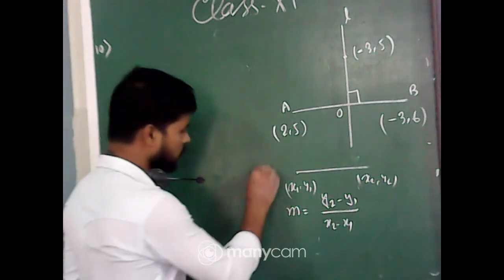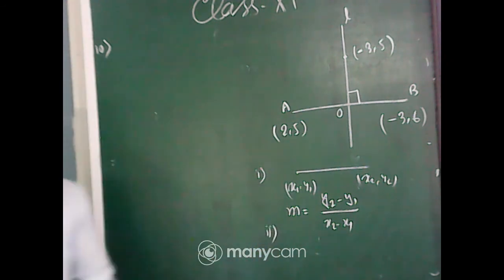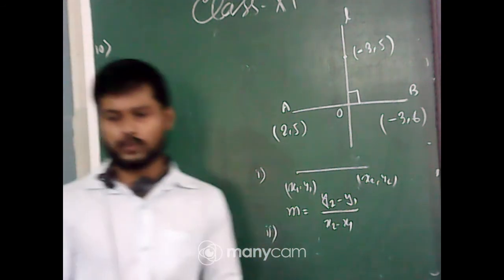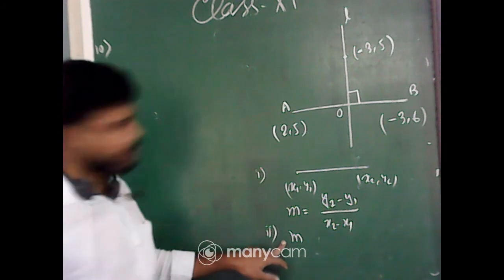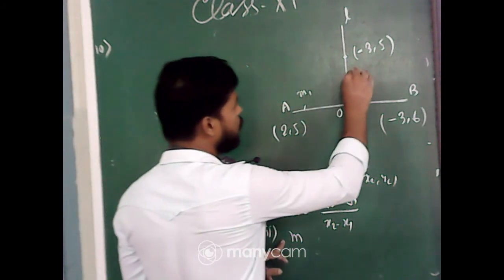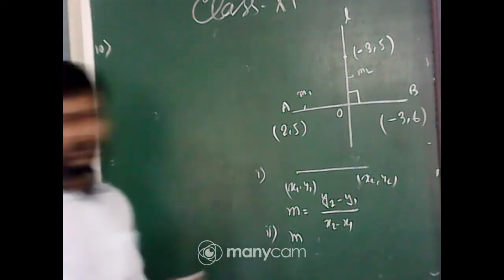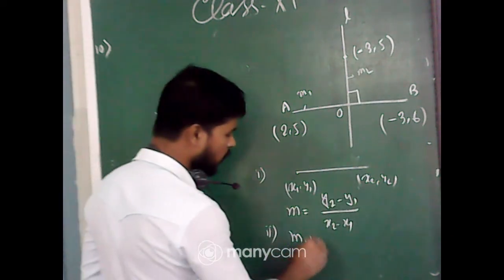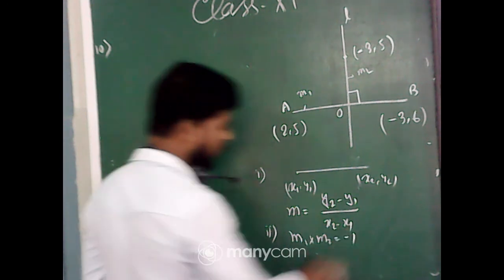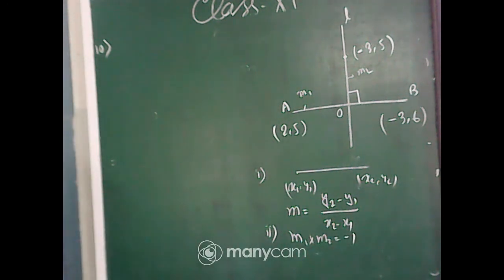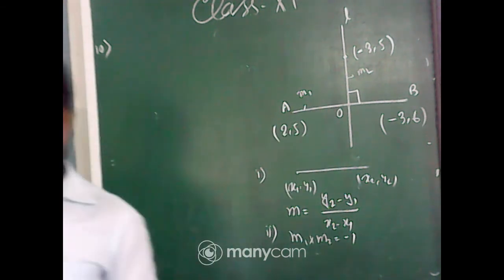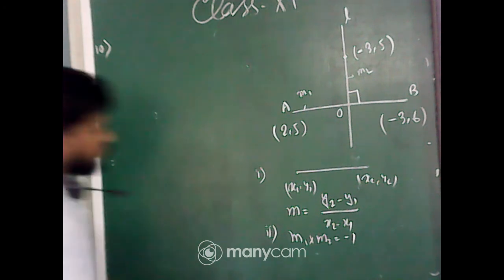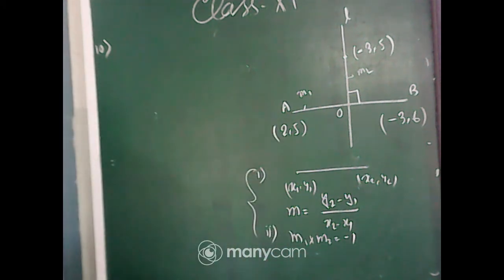The second point we need here is when two lines are said to be perpendicular. Two lines are perpendicular to each other if the product of their slopes is minus 1. Suppose the slope of the first line is m1 and the slope of the second line is m2. Then the lines are perpendicular if m1 times m2 is equal to minus 1. Conversely, if the lines are perpendicular, then the product of their slopes must be equal to minus 1.